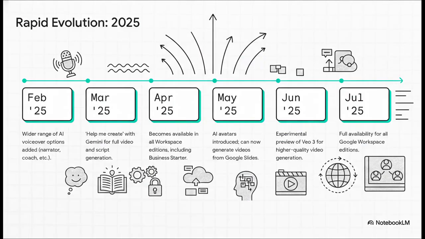They are not slowing down. I mean, just look at how fast this thing has been evolving. This timeline shows that in just a matter of months, it went from adding new AI voice options to rolling out AI avatars and getting full availability for tons of business and education users. This really shows that Google is serious about making this a core part of their toolkit.